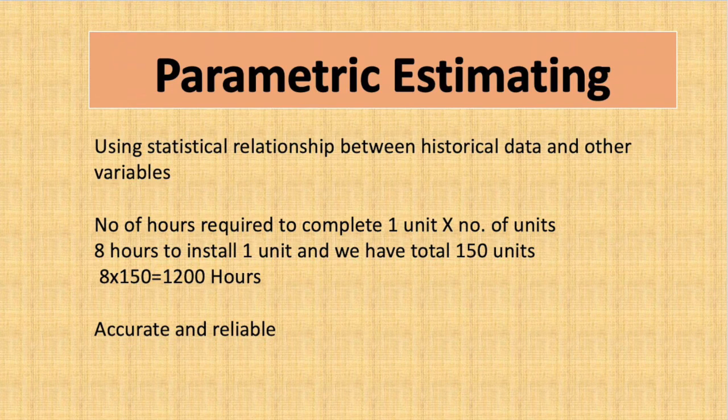The parametric estimating approach is more accurate and reliable. As an example, we take the number of hours required to complete one unit multiplied by the total number of units. We need 8 hours to install one unit and we have a total of 150 units to install. So we can simply multiply 8 by 150. We require 1200 hours to complete all 150 units.